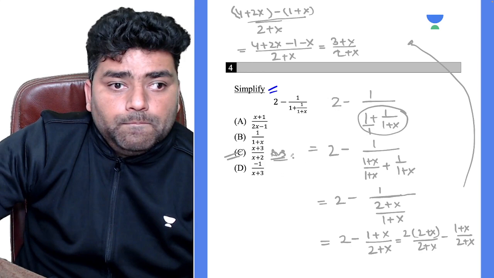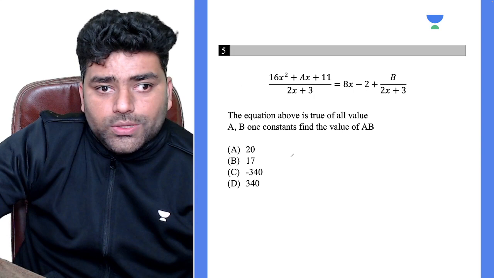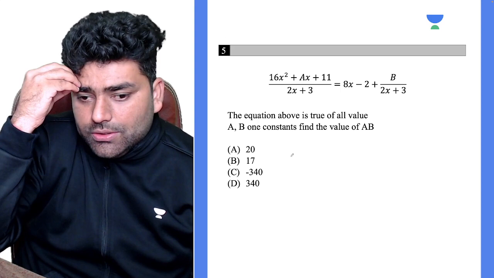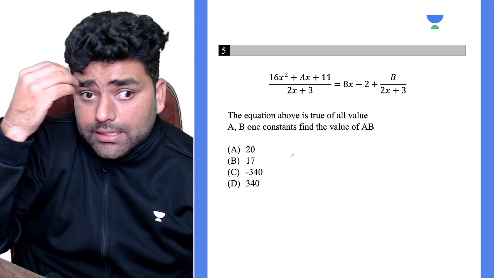Okay guys, now question number 5. Look at this question and try to understand what we should do there, right? I'll let you know how to solve. This question looks like a difficult one because there is so much information there. But believe me, SAT can ask you these types of questions.